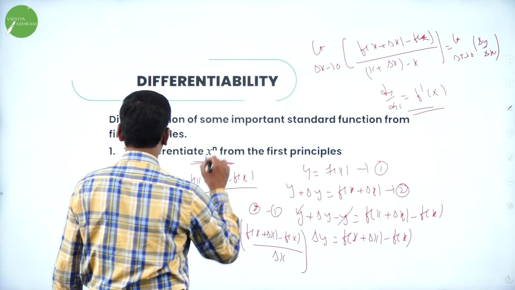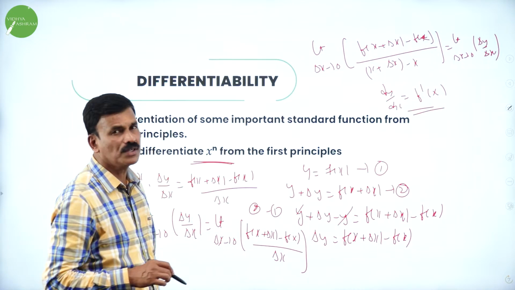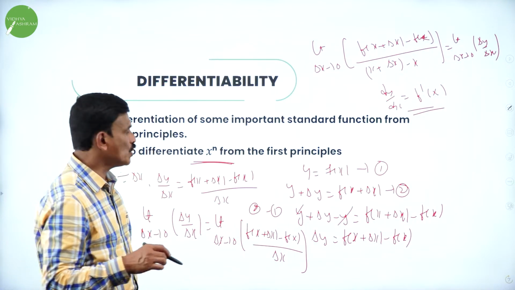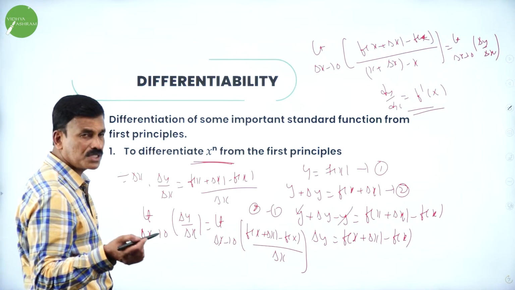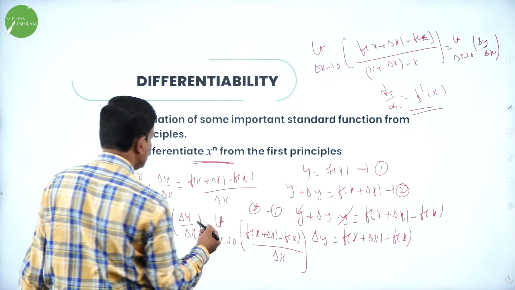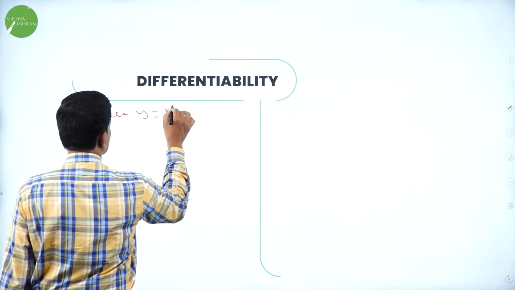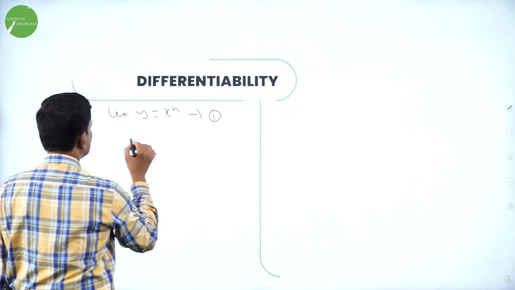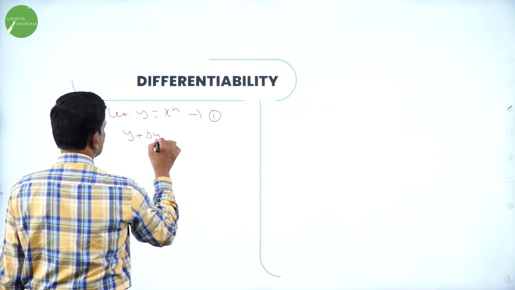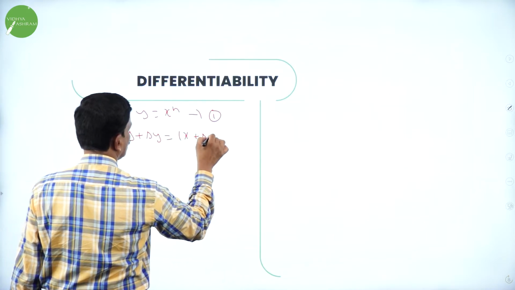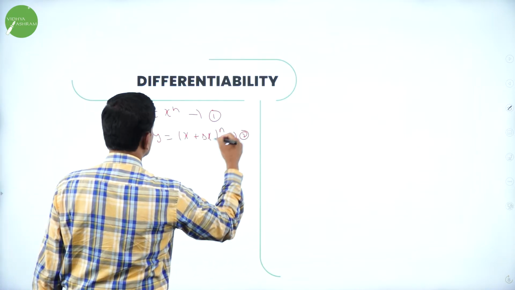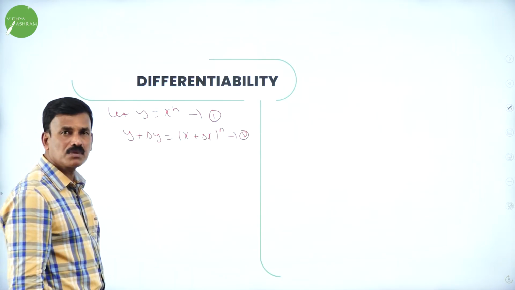What is the problem given? Differentiate x to the power of n using first principles. Now this can be differentiated using first principles, or by the method of definition. Let y is equal to x to the power of n, equation number 1. Changing x to x plus delta x, y changes to y plus delta y. So this can also be written as y plus delta y is equal to x plus delta x to the power of n.